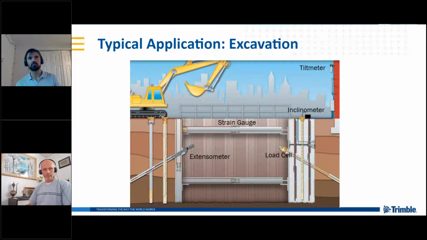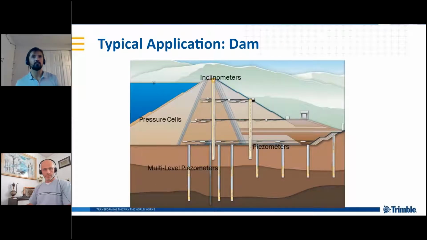So a lot of this, as we're going through, you'll notice is more relative. In survey and mapping applications, a lot of the time we work in absolute, but with geotechnical sensors, we're typically looking at relative measurements. How are certain things moving relative?